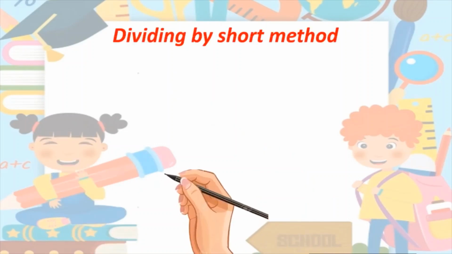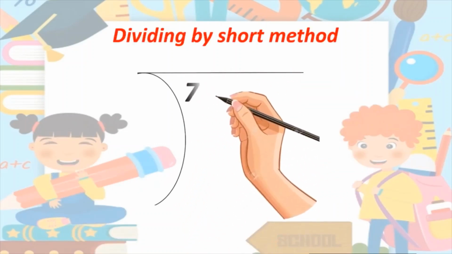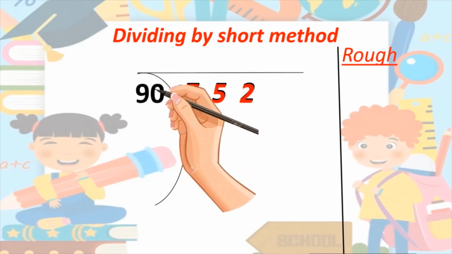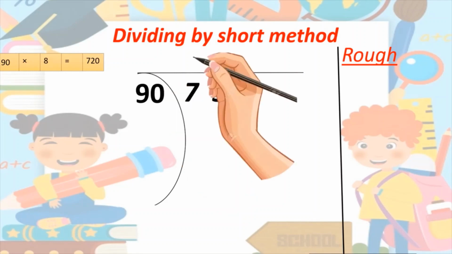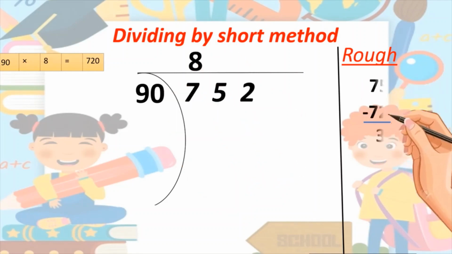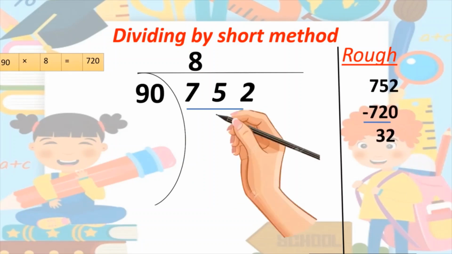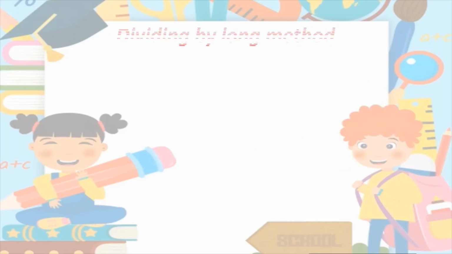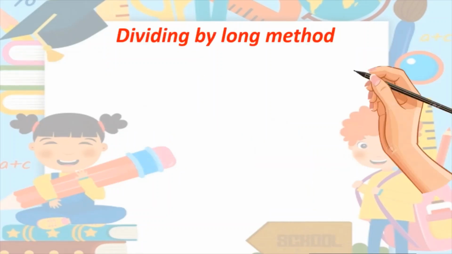Now, doing the same sum in short method. So, 752 divided by 90. We consider all the 3 digits together, and 90 8 times we multiply to get 720. And when we subtract 720 from 752, the remainder we get is 32. So here the quotient again is 8 and remainder is 32. Now let's go to the next number.